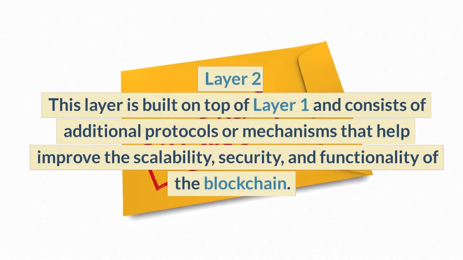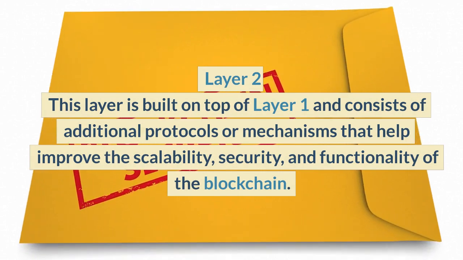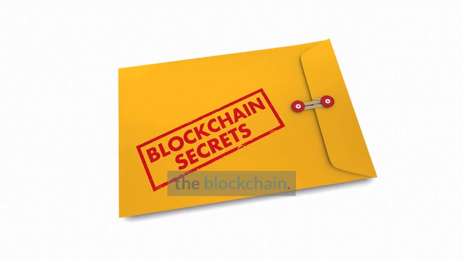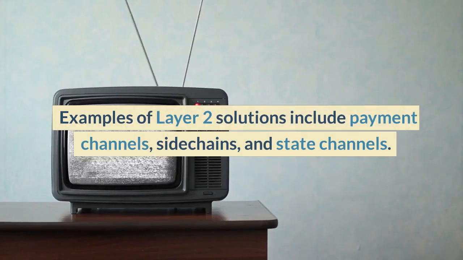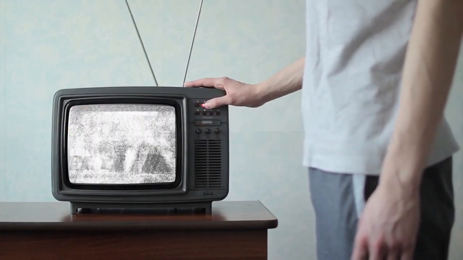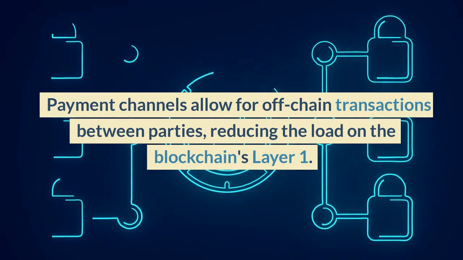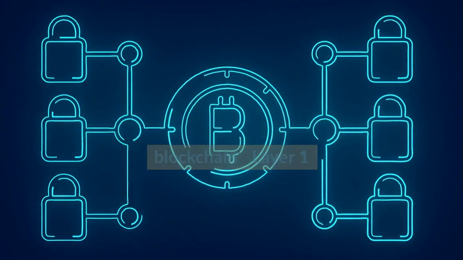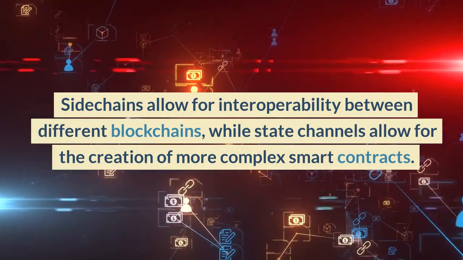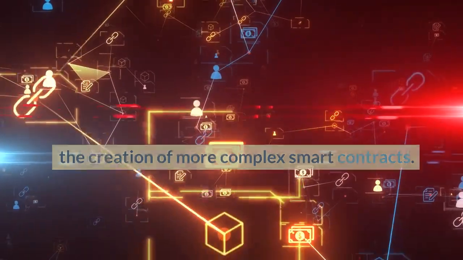Layer 2. This layer is built on top of Layer 1 and consists of additional protocols or mechanisms that help improve the scalability, security, and functionality of the blockchain. Examples of Layer 2 solutions include payment channels, sidechains, and state channels. Payment channels allow for off-chain transactions between parties, reducing the load on the blockchain's Layer 1. Sidechains allow for interoperability between different blockchains, while state channels allow for the creation of more complex smart contracts.